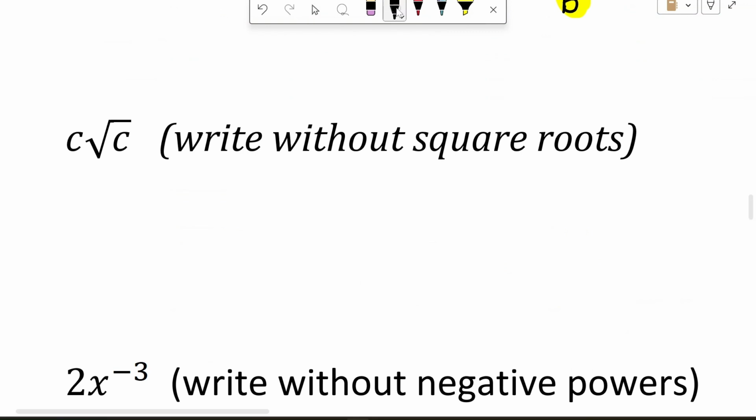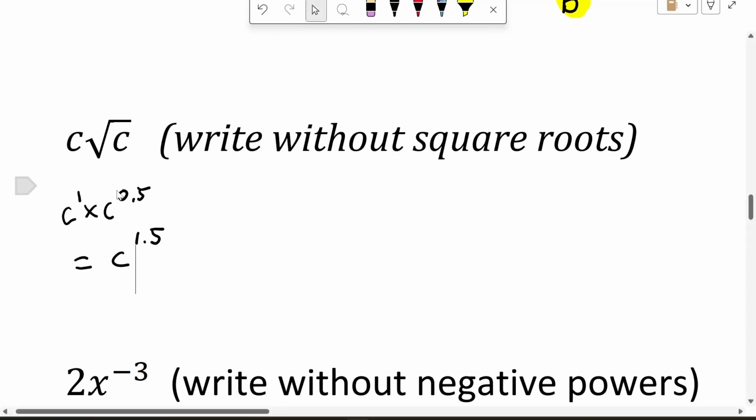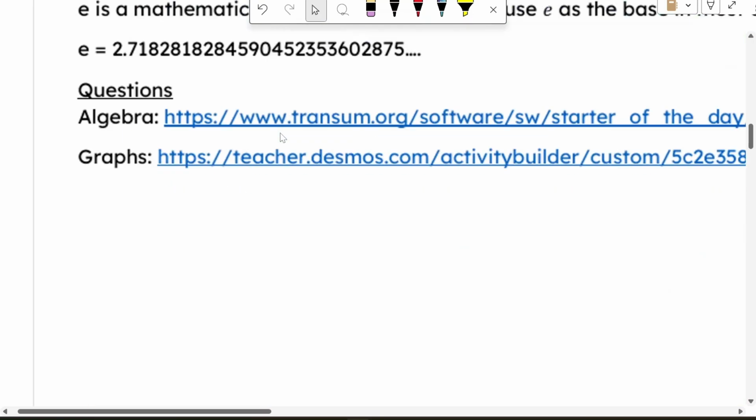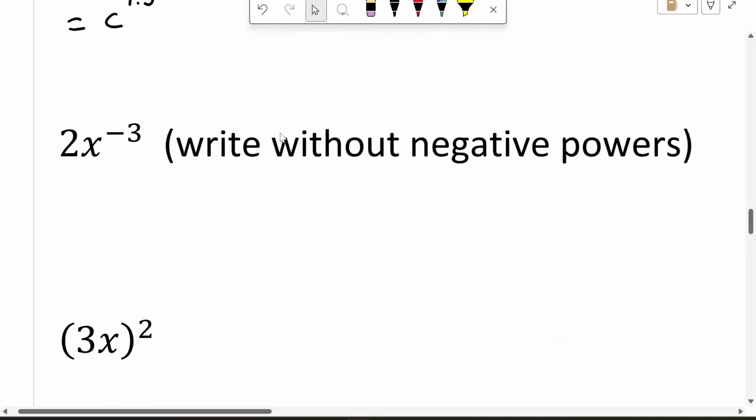Okay, if we have something like c root c and we want to write it without any square roots, you can think of this as c to the 1 times c to the half, and then index law 1 tells us that is c to the 1.5. We just add those together. Getting half there is because it's the square root of c, and that would be the last index law there. Moving on, 2x to the power of minus 3, just writing it without negative powers, you would keep 2 over the top, and you would have x cubed over the bottom.